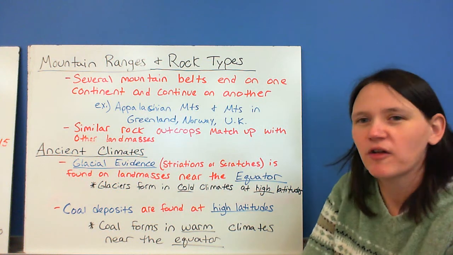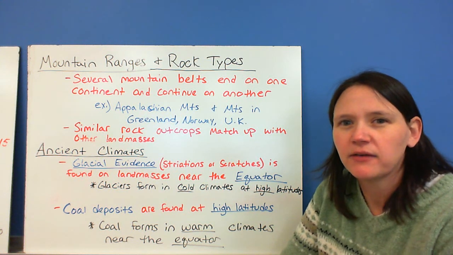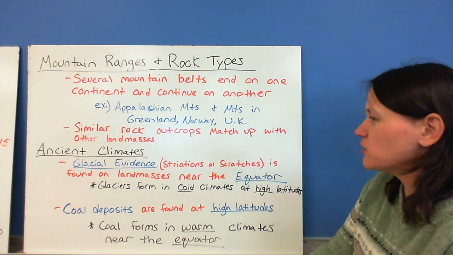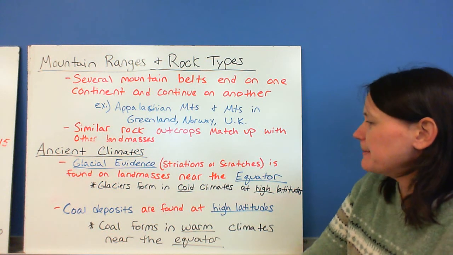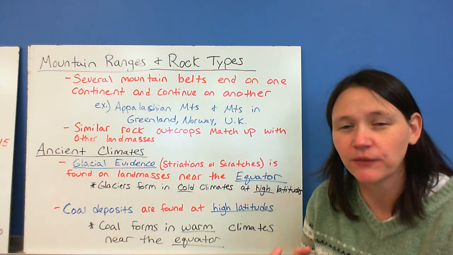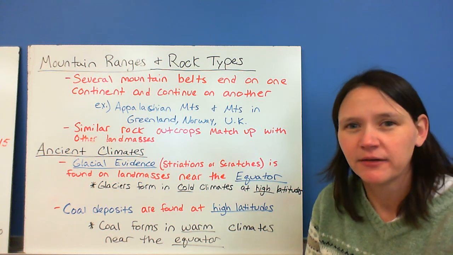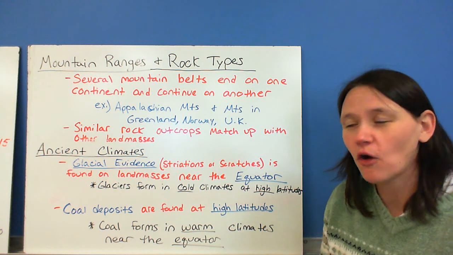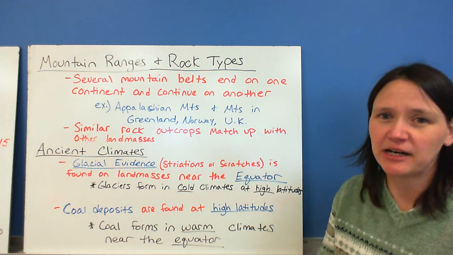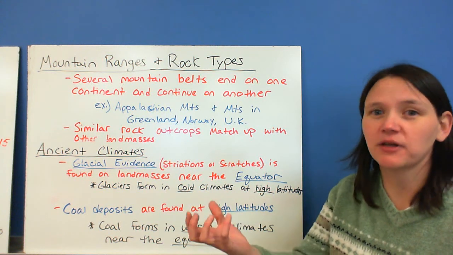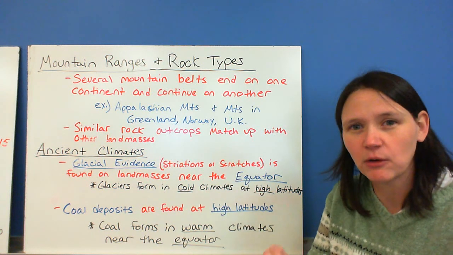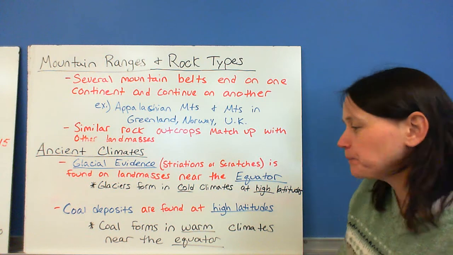Some other evidence are the ancient climates. We know that one of the pieces of evidence we have that the plates were moving is glacial evidence, which are scratches or striations, which are found on land masses that are near the equator. So they're finding scratches from glaciers at places near the equator. The equator we know is warm. So what that's telling us is that these places that are near the equator now used to be at a higher latitude, a place where it was colder. And that's when the glaciers existed, scratched the bedrock, and then over time those continents have moved closer to the equator, and we can see those scratches there now.